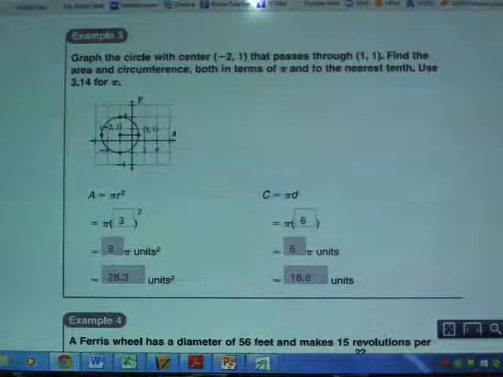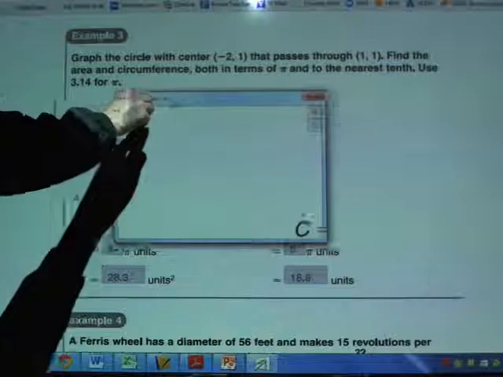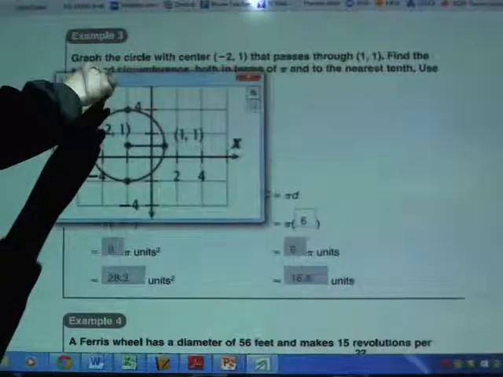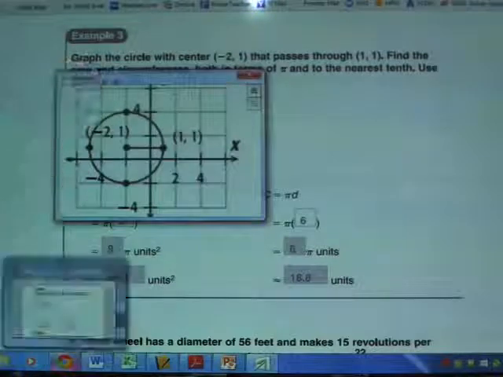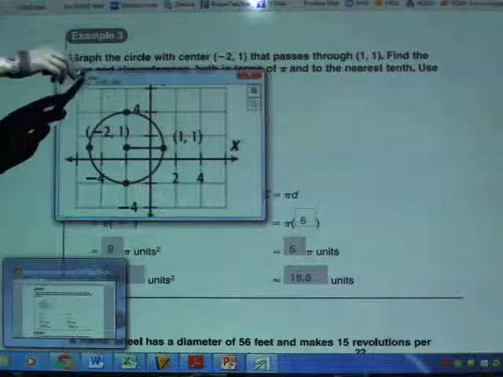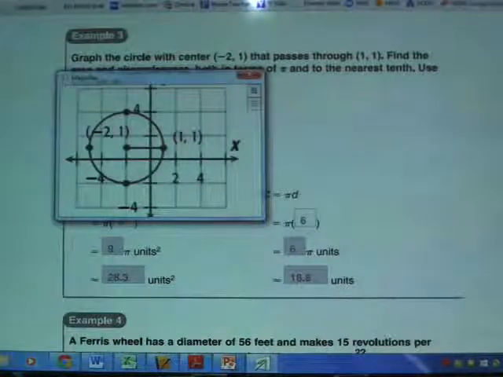Number 3. Graph the circle with the center -2, 1 that passes through 1, 1. Find the area and circumference, both in terms of pi and to the nearest 10. Use 3.14 for pi. All right, so let's go ahead and take a look at this question. And so it seems like they may not have given us enough information here. But truth be told, they gave us plenty of information.